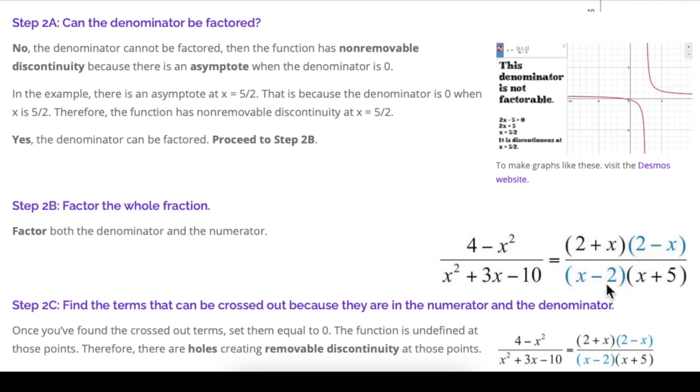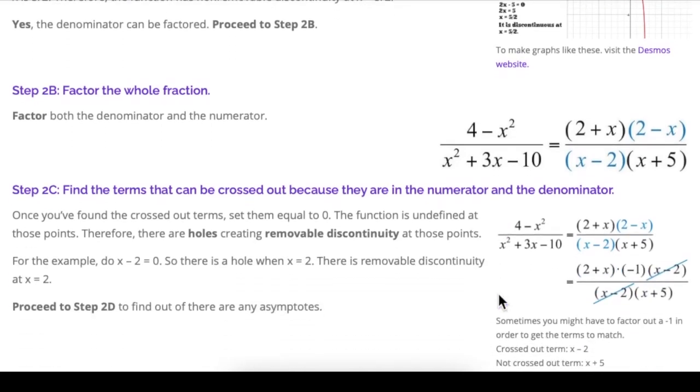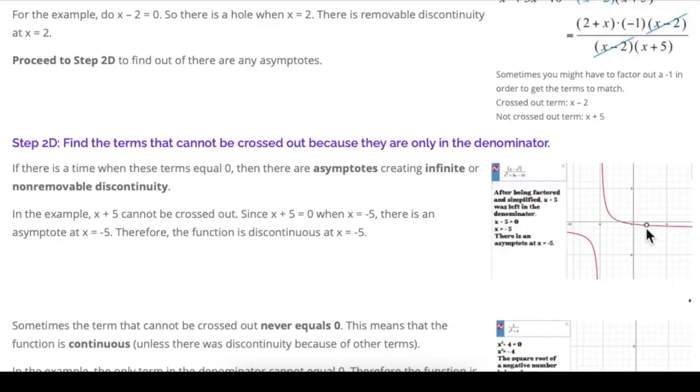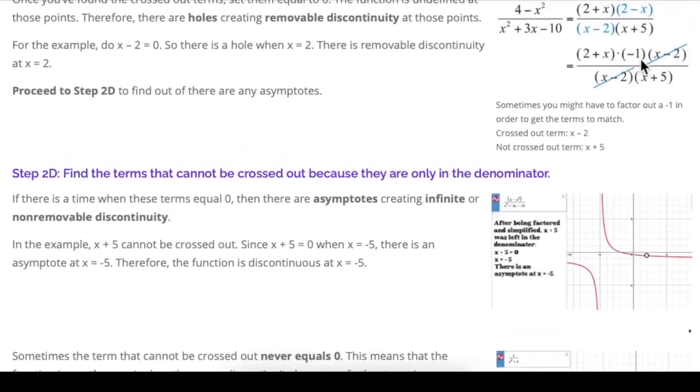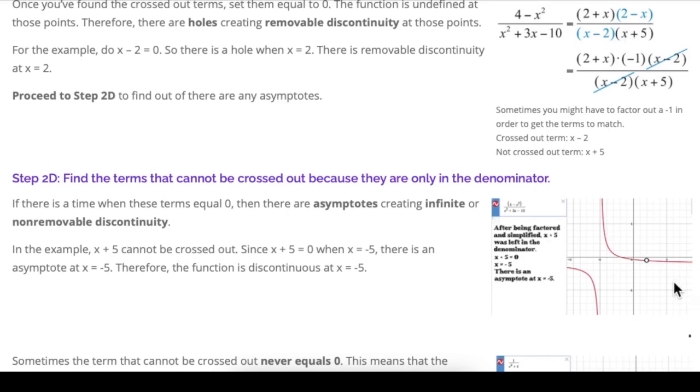And you can see that these ones right here in blue are the same on the top and the bottom. So step 2c says find the terms that can be crossed out because they are in the numerator and the denominator, right? So those would be the blue ones. Once you've found the cross out terms, set them equal to 0. The function is undefined at those points. Therefore, there are holes creating removable discontinuity at those points. A hole right here, that is when the blue numbers, the ones that we crossed out, that's when that equaled 0 at x equals 2.